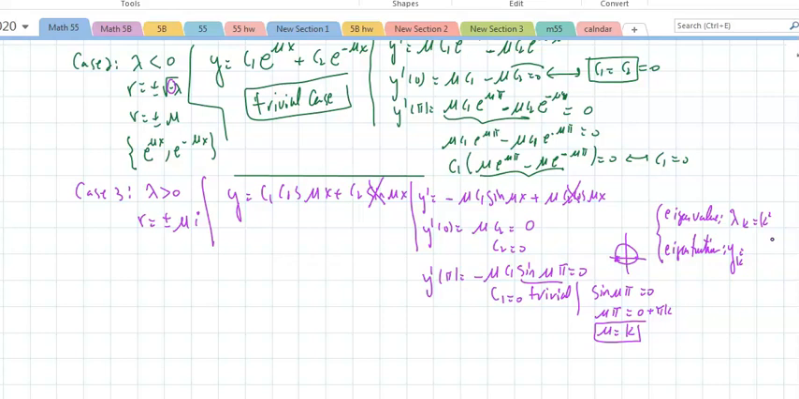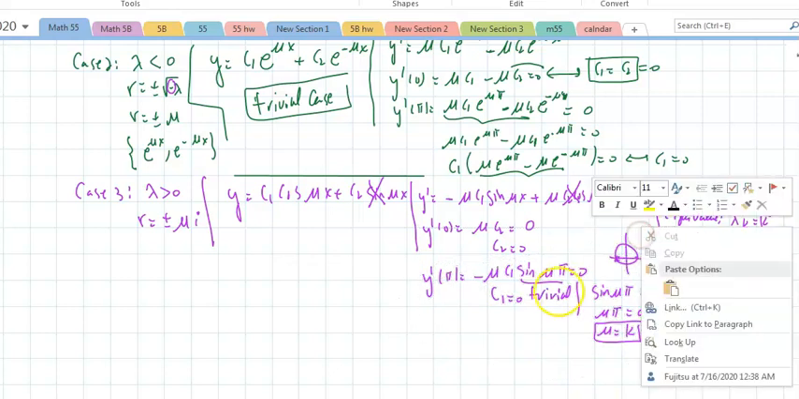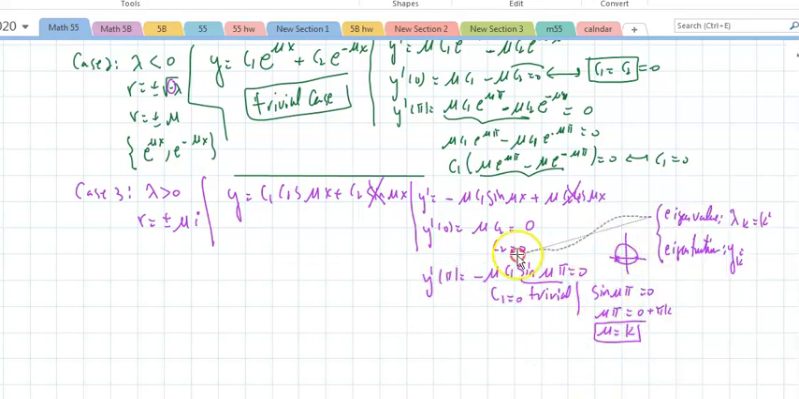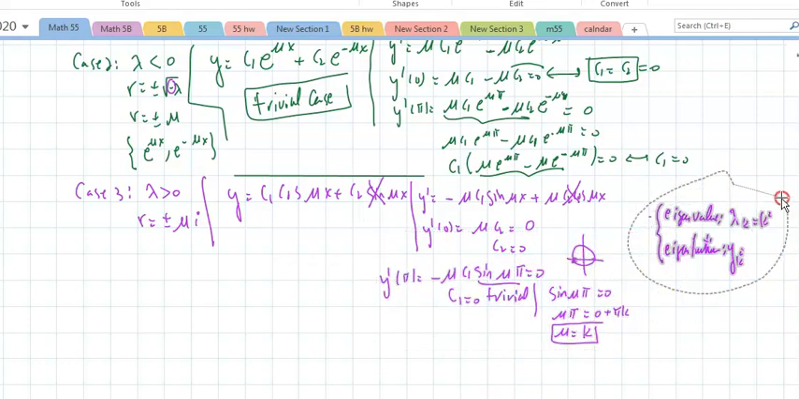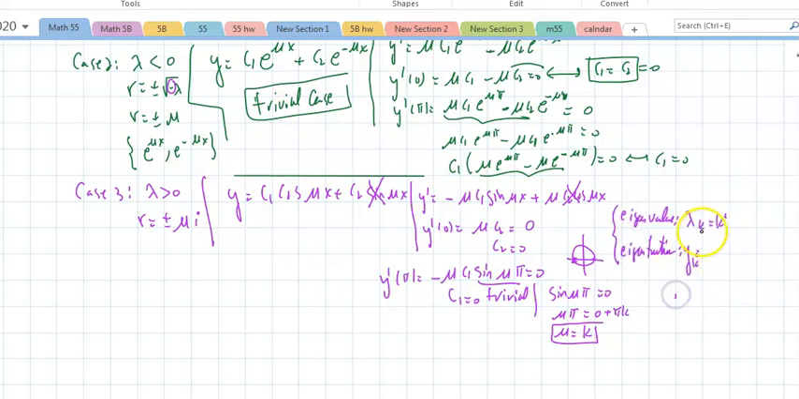I need to shift this just a bit to the left, otherwise it's going to run out of sync. Here we go. And y sub k is going to equal cosine of mu, and we know that mu is k, so cosine of kx.